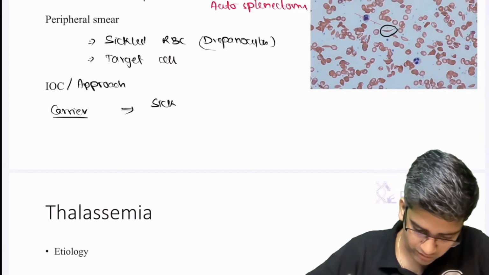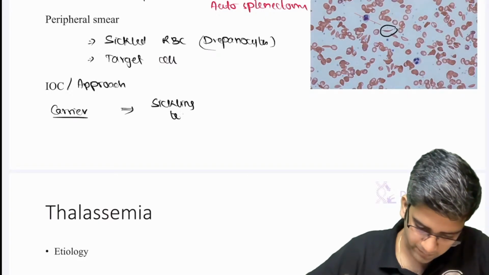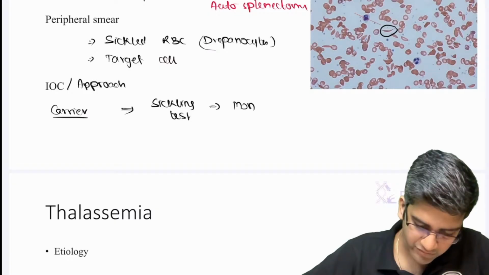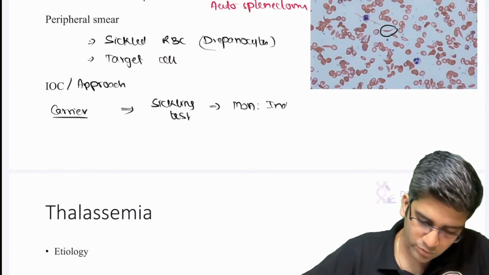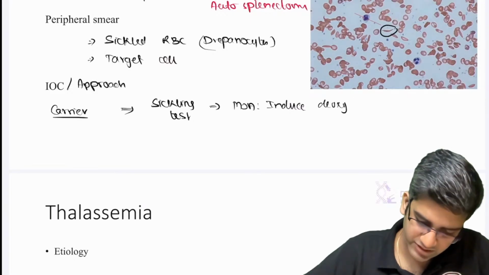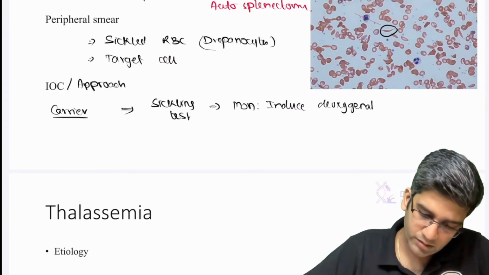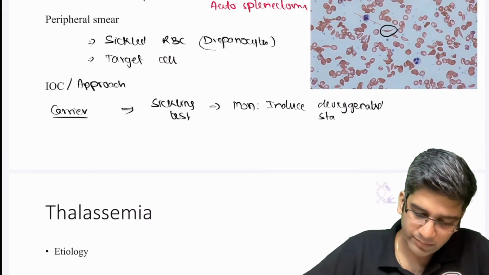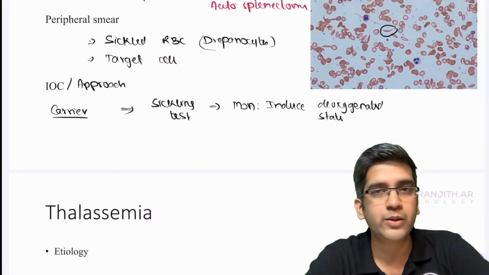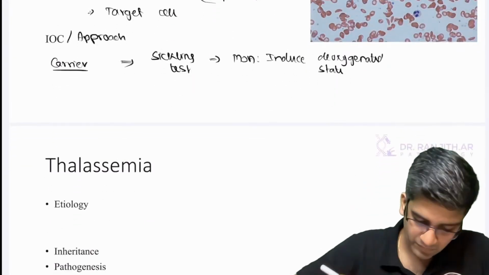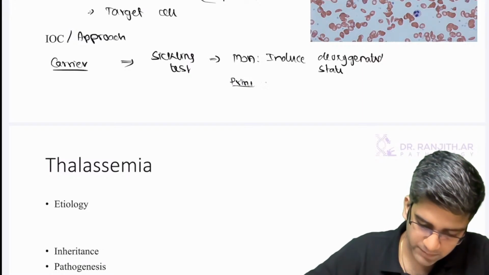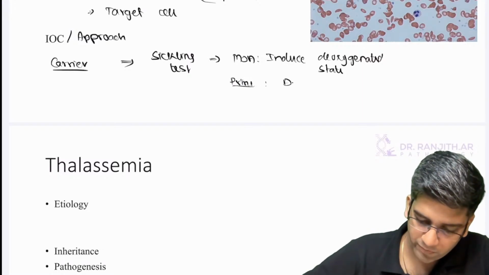So we have a test called a sickling test. The idea is very simple. The principle or the mechanism of action of the sickling test is to induce a deoxygenated or hypoxic state. Okay, so I just need something to suck up oxygen in a peripheral smear, right? So what is the chemical? Anyone? What do you see done in the sickling test? It's simple. How it's done is you just add a drop of blood.